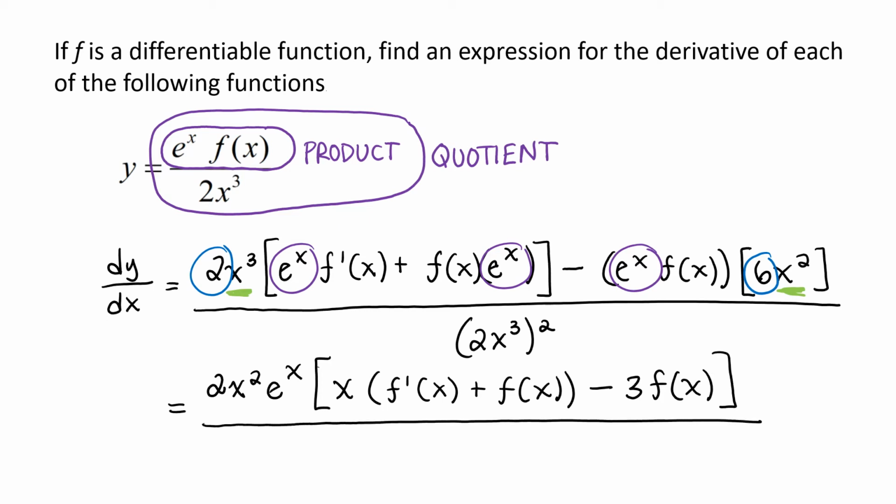all over 2x cubed squared, which is the same as 4x to the 6th power. So we'd actually be able to simplify this a little bit further. Our 2 will divide out, and x squared will divide out.